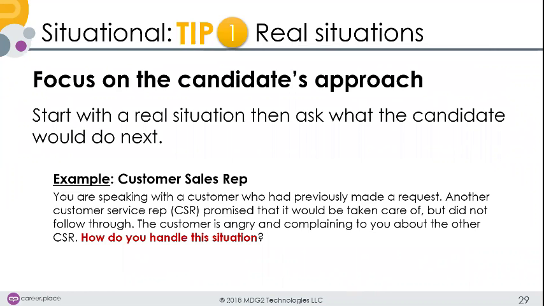For example, we have a question here. You are speaking with a customer who had previously made a request. Another customer service rep promised that it would be taken care of, but did not follow through. The customer is angry and complaining to you about the other CSR. How do you handle this situation?